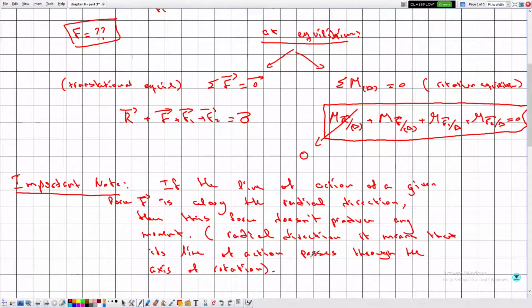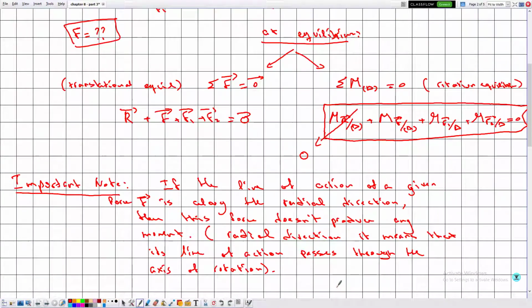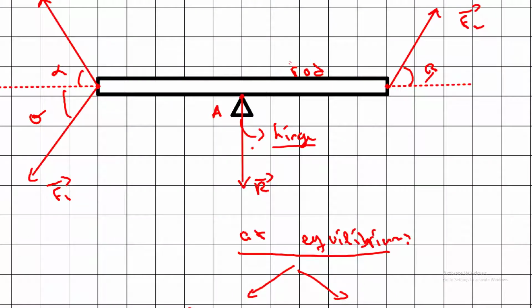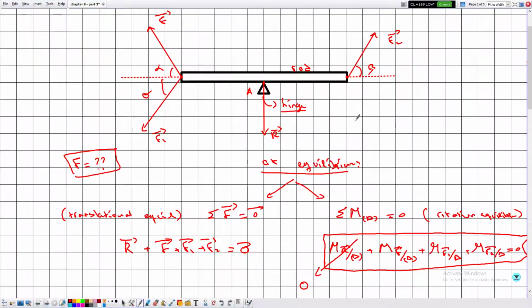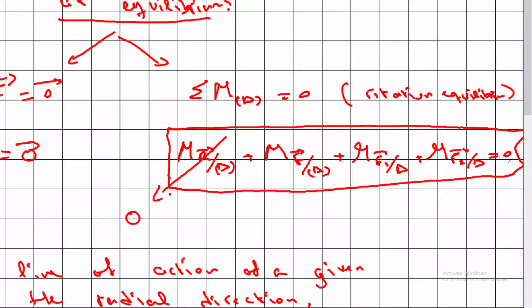If the line of action of a given force F is along the radial direction, then this force doesn't produce any moment. Okay, so by the radial direction, it means its line of action passes through the axis of rotation. So notice that in this case, because the line of action of R passes through the axis of rotation, it doesn't produce any moment. For this reason, when we have used this equation, this term will not appear.